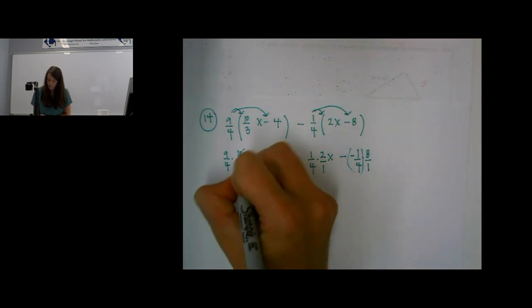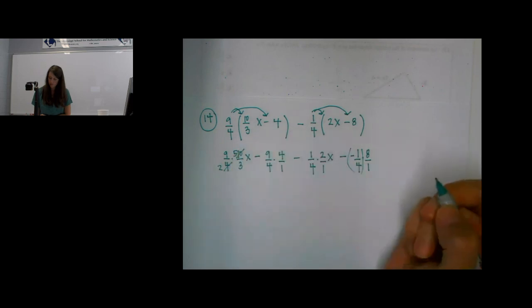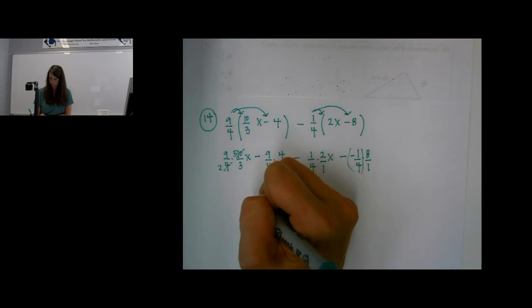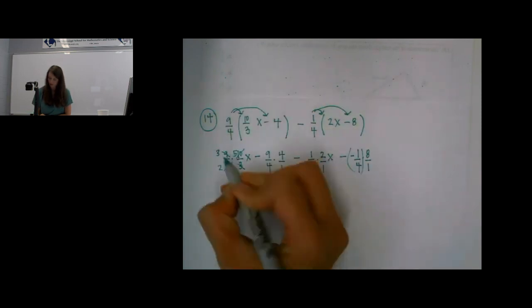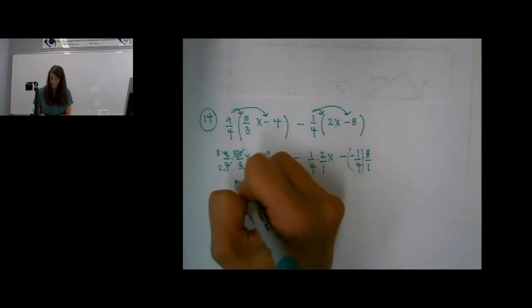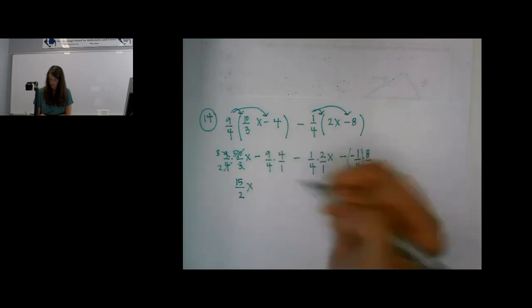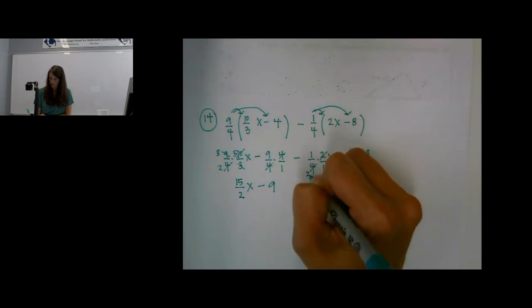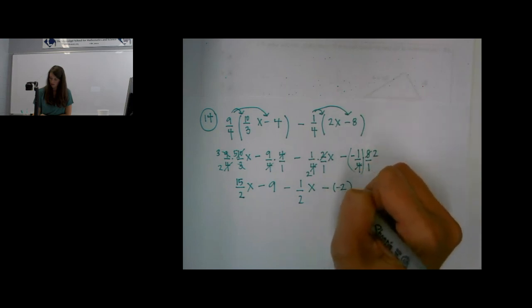Okay, 10 and 4, so that 2 goes into both of those. So 9 times 5 is a 45. Oh, no, I can reduce that too. So 3 goes into 9 how many times? 3. So 3 times 5 is a 15. So this is 15 over 2. And this is going to be a minus a 9. This is a negative 1/2 x. And this is going to be a negative 2.